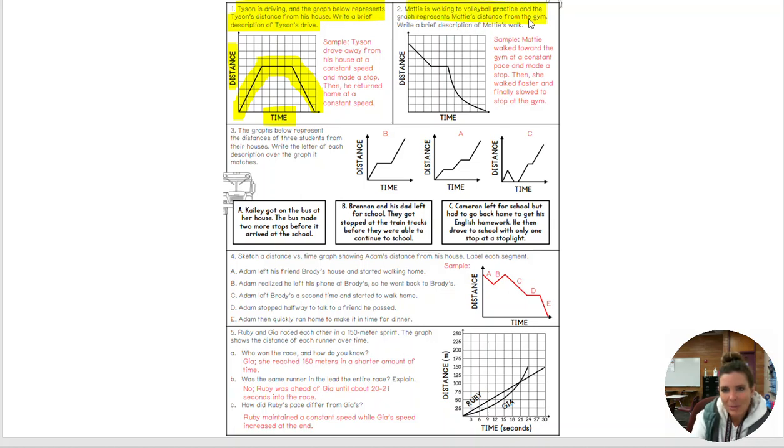Okay, so let's look at the next one. Maddie is walking to a volleyball practice, and the graph represents Maddie's distance from the gym.